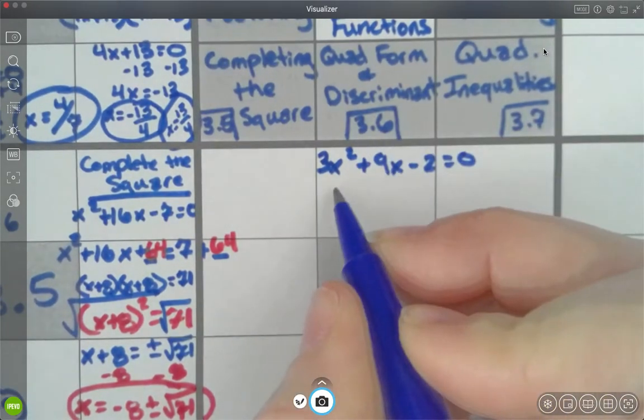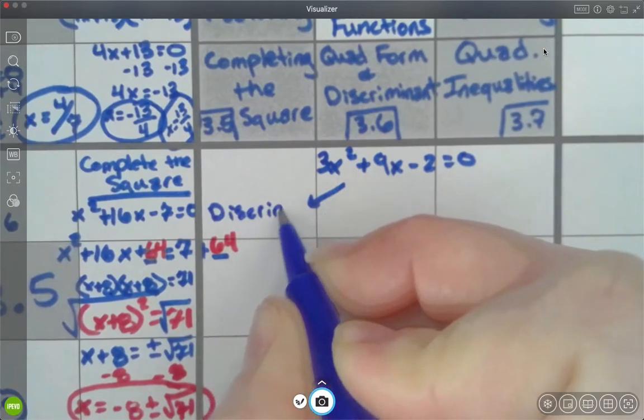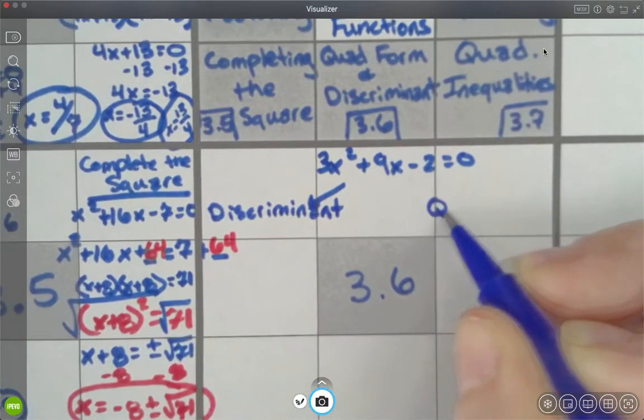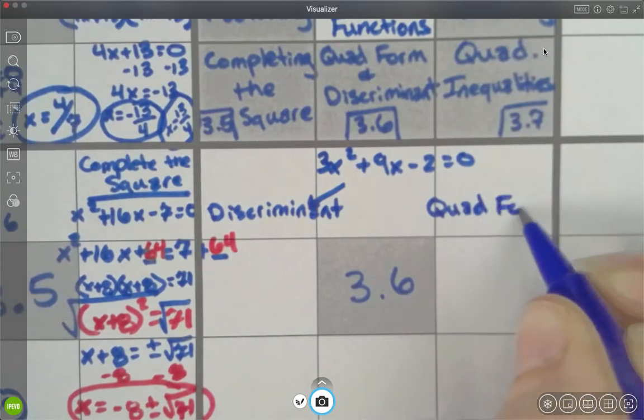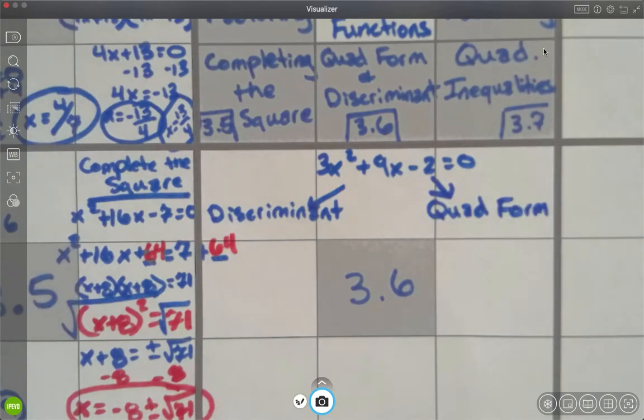Okay, and on the one side, we're going to do the discriminant. Wait, the discriminant is really easy though. Yep. And on the other side, we're going to do the quadratic formula. So one side is going to be the discriminant of that thing. The other side is going to be actually doing the entire quadratic formula. Okay? All right, so the discriminant.